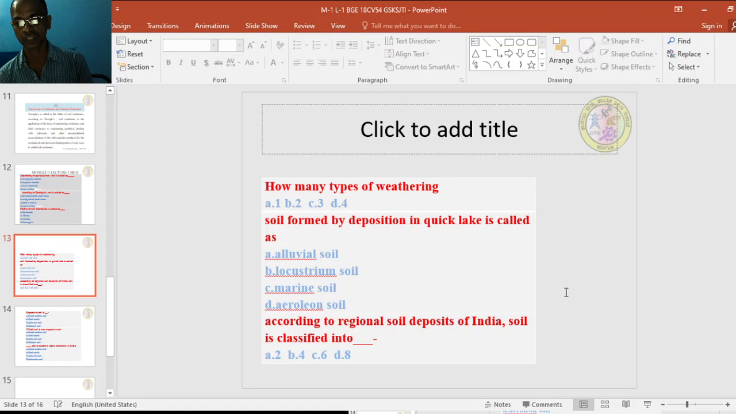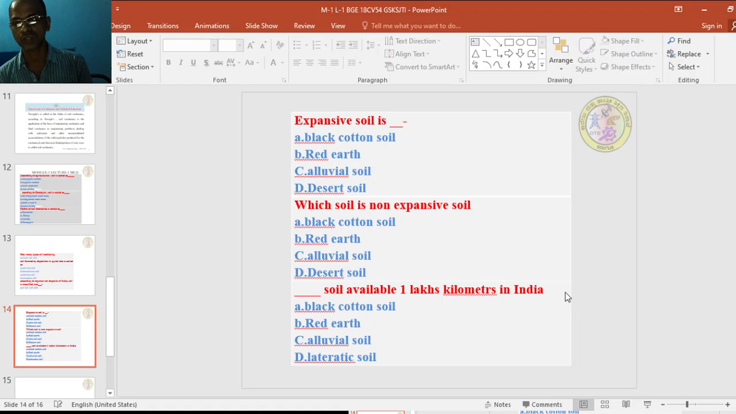It is lacustral soil deposit. According to the regional soil deposits of India, soil is classified into how many types? It is 6 types. The answer is 6. The options are A is 2, B is 4, C is 6, and D is 8. Expansive soil is A, black cotton soil, B, red earth, C, alluvial soil, D, desert soil. It is black cotton soil. This soil is non-expansive in nature. Option A is black cotton soil, B is red earth, C is alluvial soil, D is desert soil. It is red earth soil.